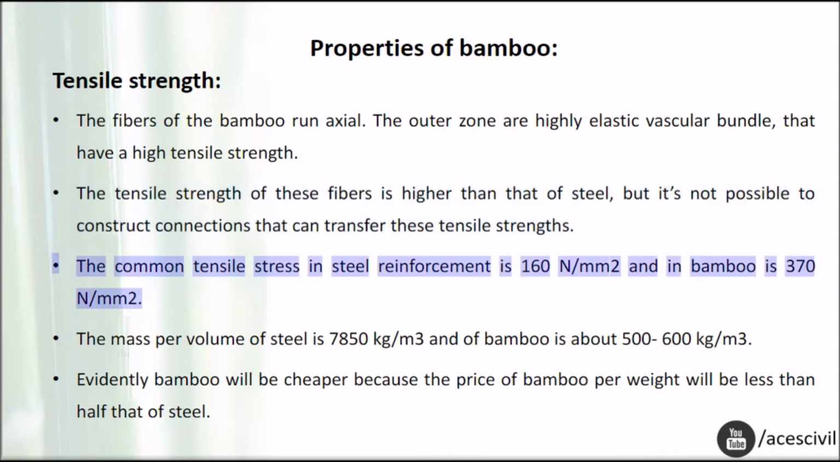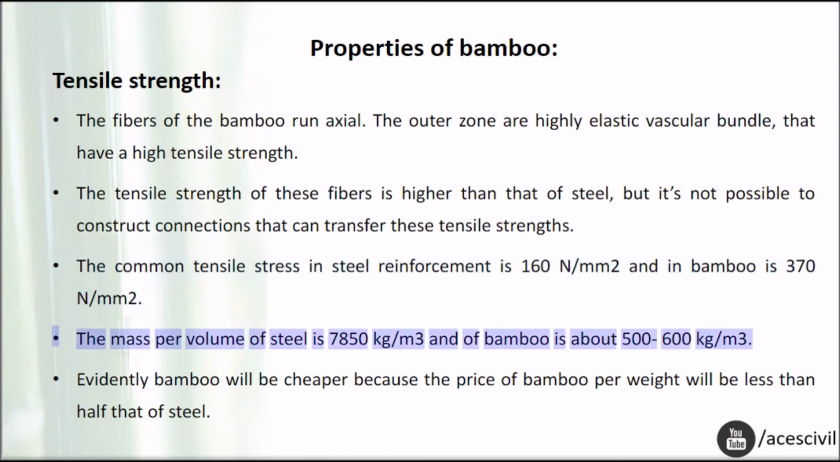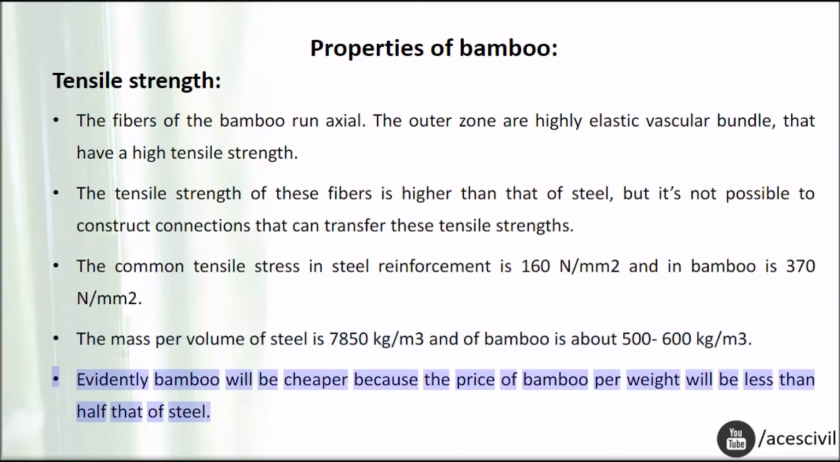The common tensile stress in steel reinforcement is 160 N/mm2 and in bamboo is 370 N/mm2. The mass per volume of steel is 7,850 kg/m3 and of bamboo is about 500–600 kg/m3. Evidently bamboo will be cheaper because the price of bamboo per weight will be less than half that of steel.